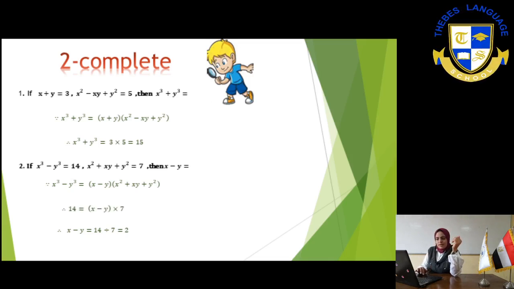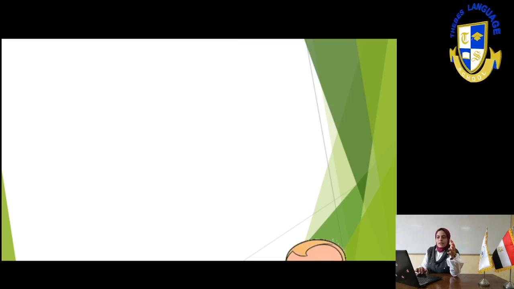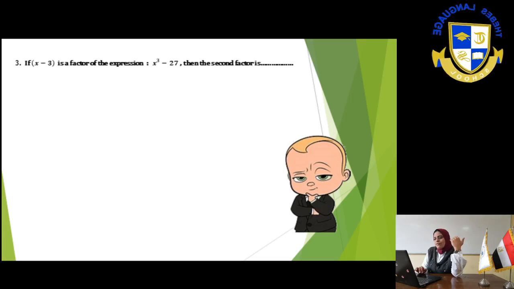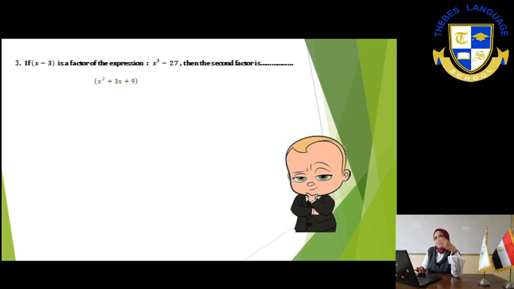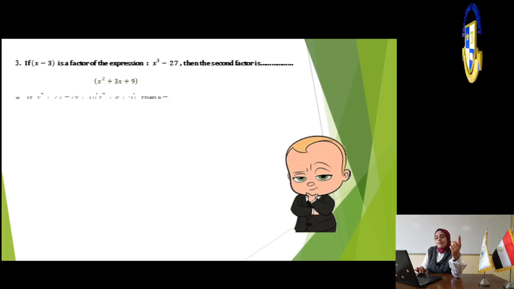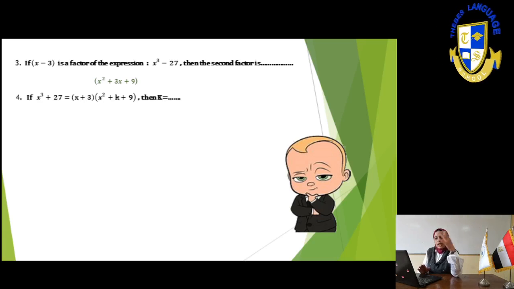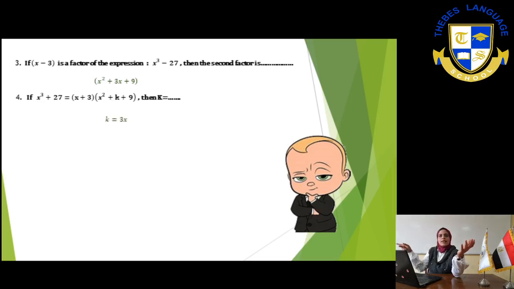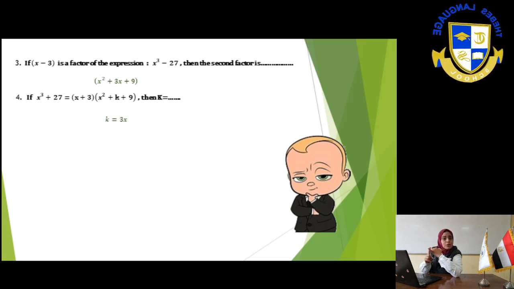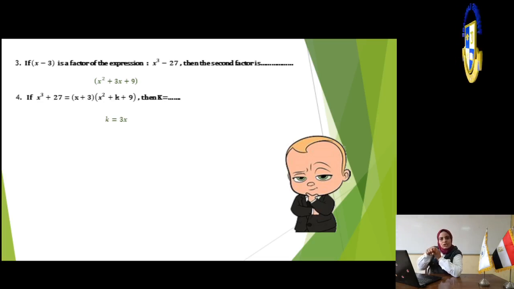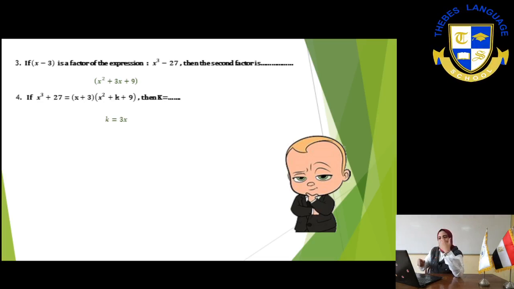Let's move to slide number 7. If x minus 3 is a factor of the expression x power 3 minus 27, then what is the second factor? As we studied before, factorizing means we have factors of the expression. I'll give you one of the factors and I need you to get the second factor, which means you will factorize x power 3 minus 27 to x minus 3 and what? Forming the second expression, it will be x power 2, then 9, and multiplying the first and the second term gives negative 3x. Change the sign, it will be positive 3x.